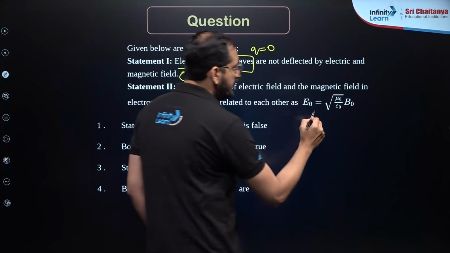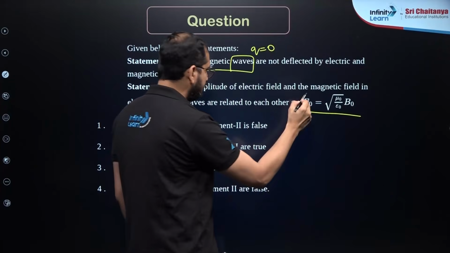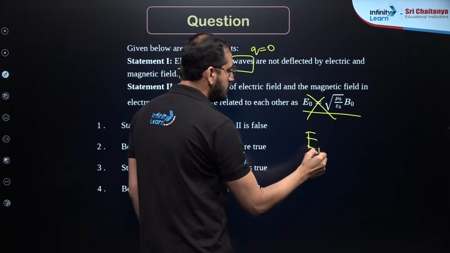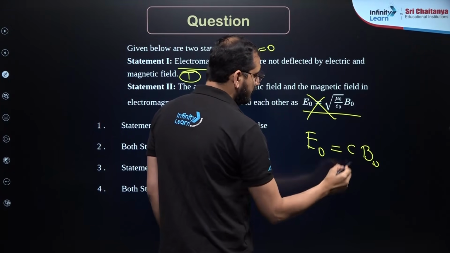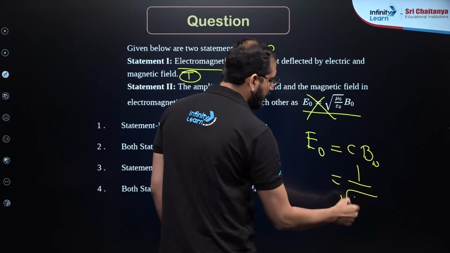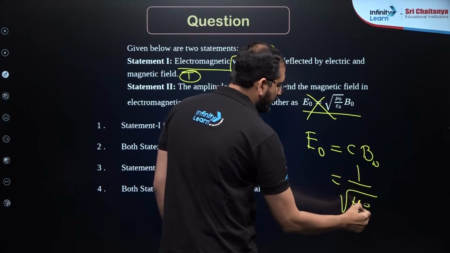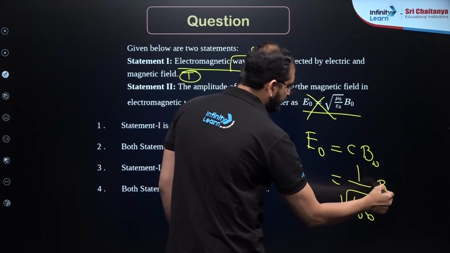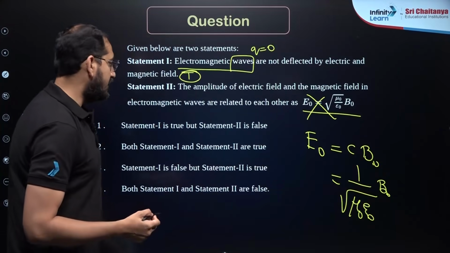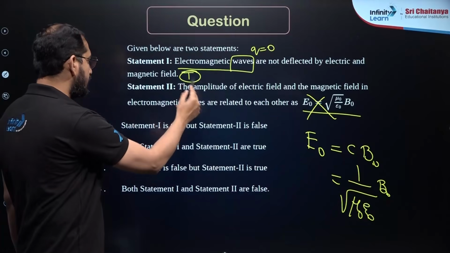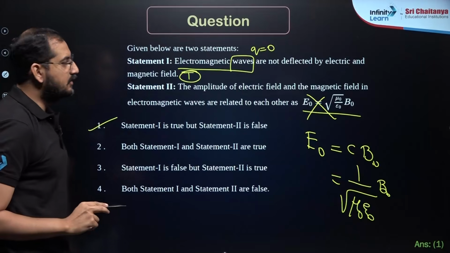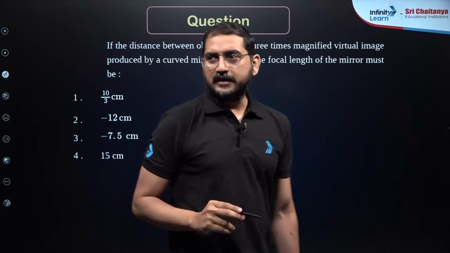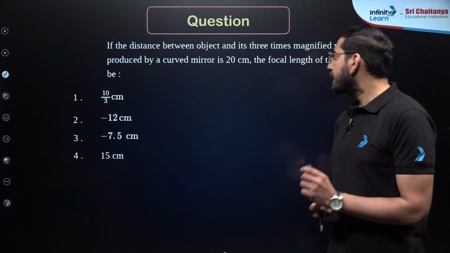Statement 2 asks whether this relation is true or not. This relation is not true. E is equal to C into B, where C is the speed of light, written as 1 by root over mu naught epsilon naught, right? Hence, this is true, this is false. True and false. So the first option is going to be our correct answer. Let's move ahead to our next question.